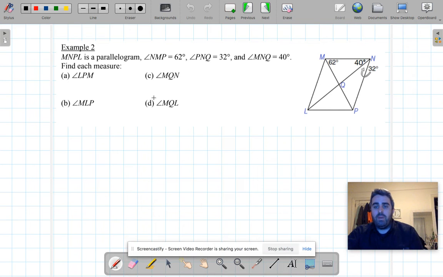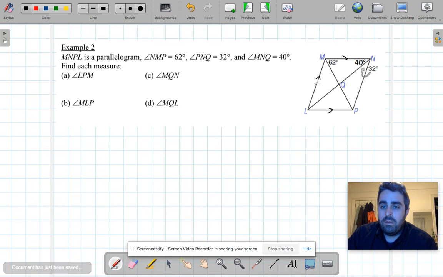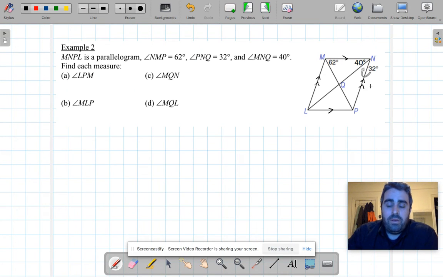In this problem, we're given a couple different angle measures within the parallelogram, and we're asked to find other angle measures that are not given. So we know, based on this diagram, a few things. We know that this side here, MN, is parallel to LP. We also know that ML is parallel to NP. So we can use this information and some of our previous knowledge to determine the measure of other angles within the diagram. There's a couple different ways you can do this.